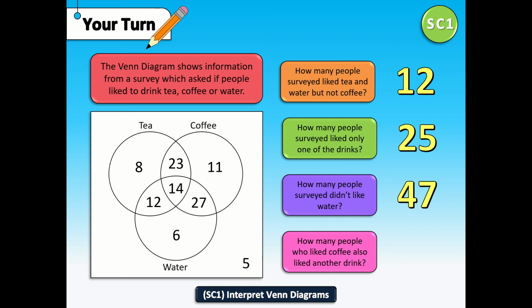And how many people who liked coffee also liked another drink? So that's this part of the Venn diagram. So that's 23, 14 and 27. So that's 64 people.